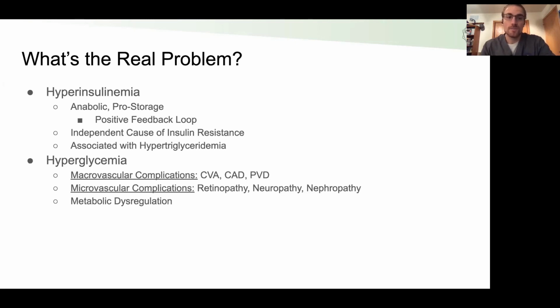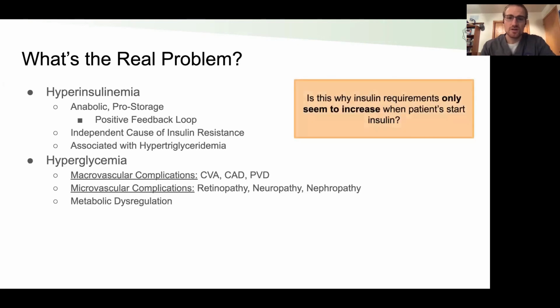But hyperinsulinemia causes storage. The excess storage of fat causes insulin resistance. It also causes hypertriglyceridemia, which causes a lot of the problems associated with hyperglycemia, especially the macrovascular complications. And so it kind of begs the question of, is this why our insulin requirements increase when patients start their insulin? It's because they're actually worsening their disease process while artificially improving their A1C and their glycated hemoglobin.